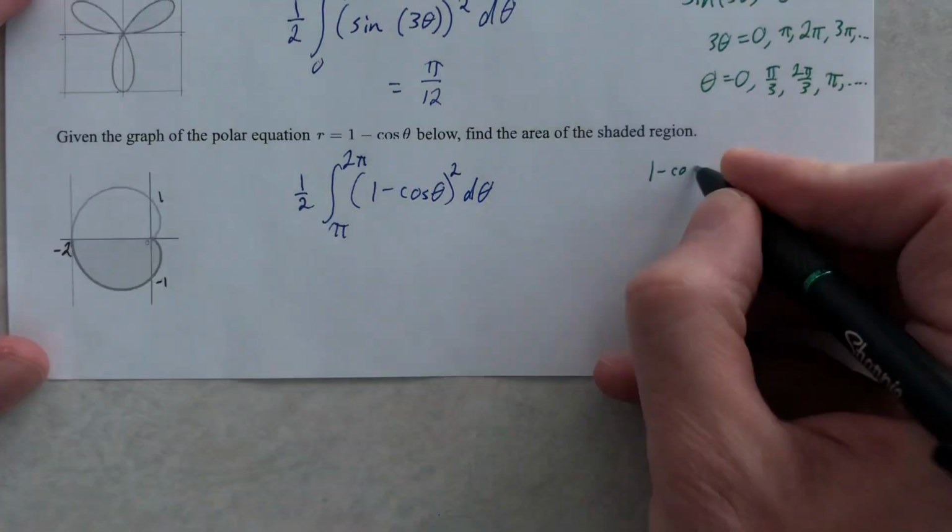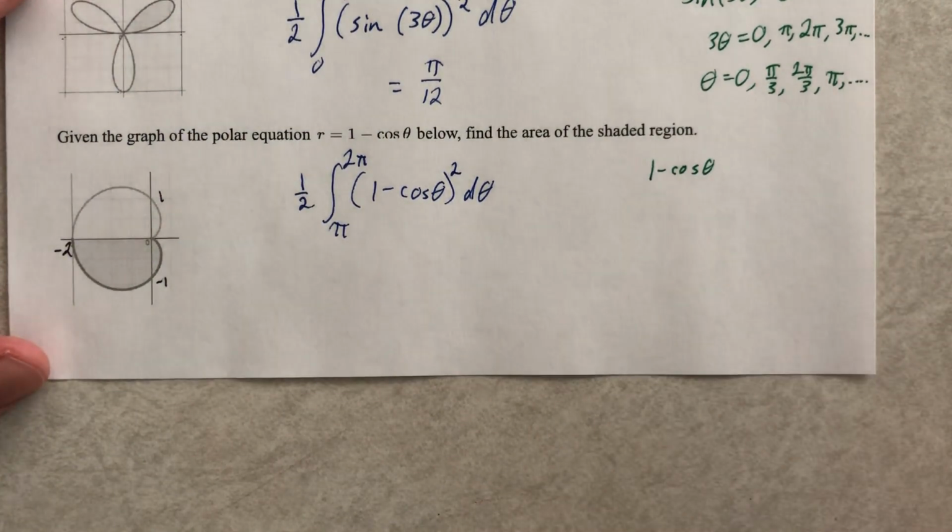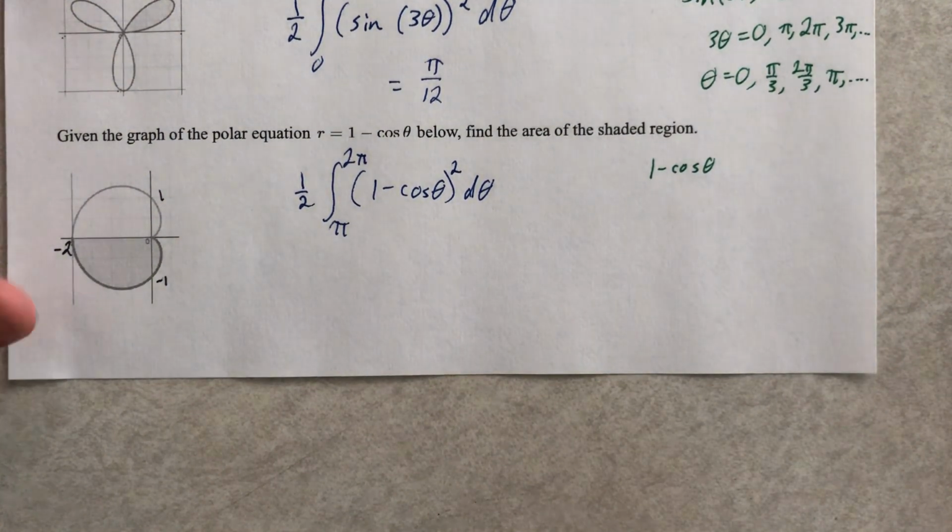1 minus cosine of theta. Oh no, the lights just went out. No, we'll go with it.